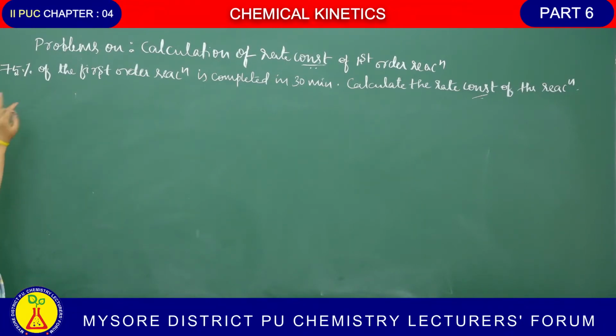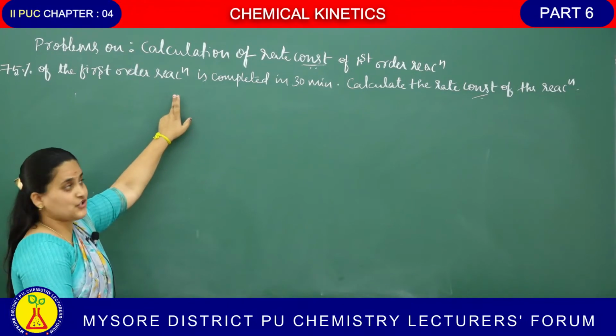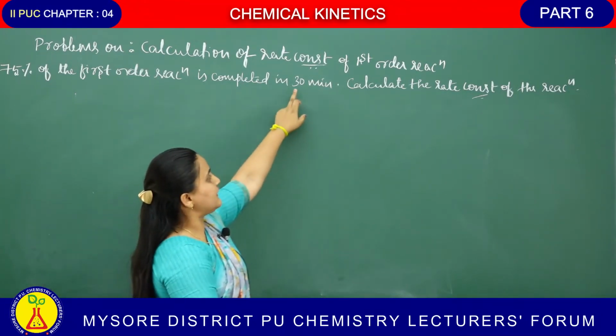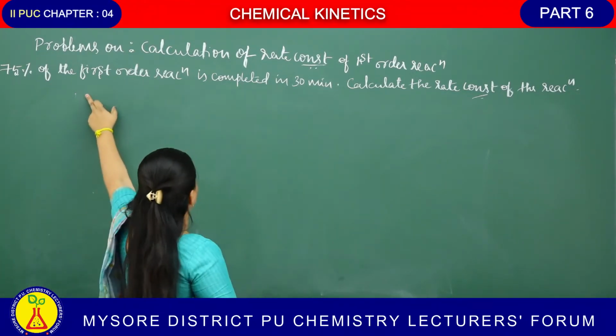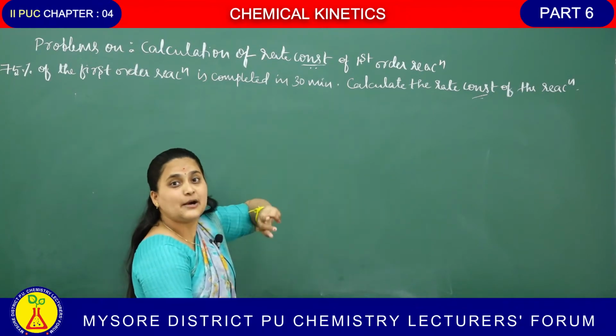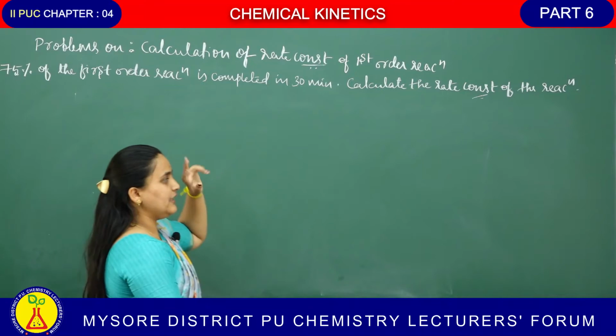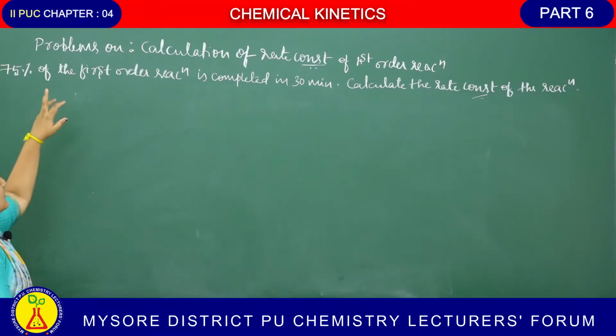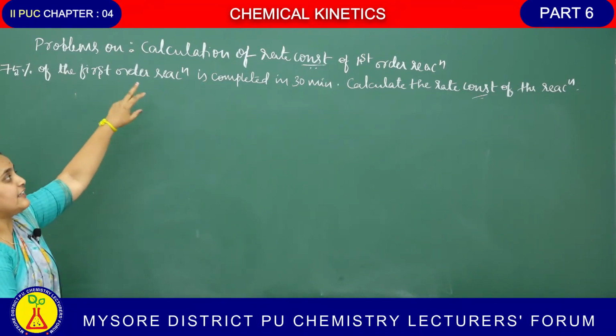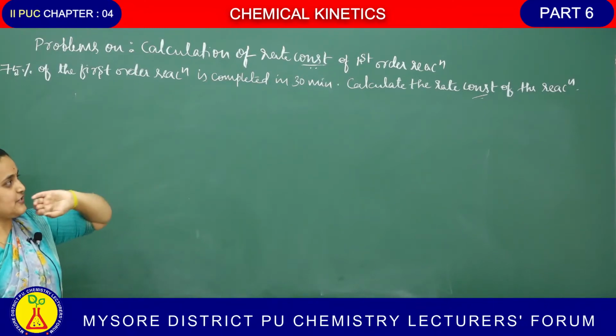Students, see the first question. 75% of a first order reaction is completed in 30 minutes. Calculate the rate constant of the reaction. This is about problems on calculation of the rate constant of a first order reaction.